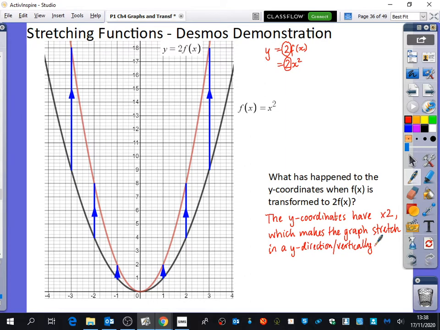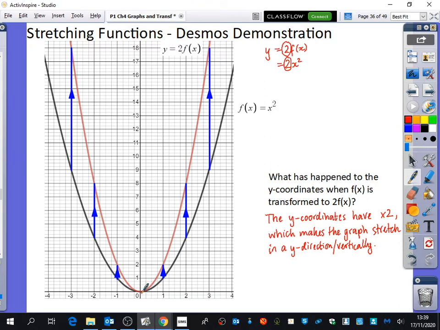If you have finished writing that, there's some parts of the graph that haven't stretched. I want you to think why that part of the graph hasn't stretched. So which part of the graph hasn't stretched, Ikram? 0. Yeah, when y and x are both equal to 0. When the y value is 0, why hasn't it stretched at all? Because, yeah, 0 times 2 is still 0.